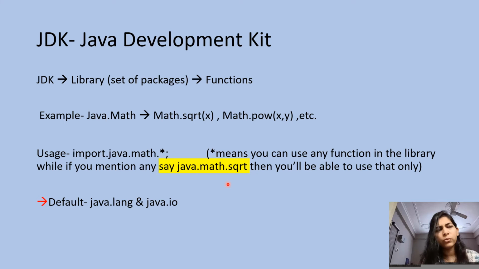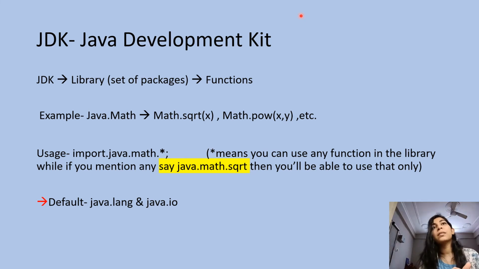So basically, JDK consists of packages, and a package has functions, right? JDK consists of packages, and a package has functions. Okay, let's take an example into account. So Java has many libraries. Now you must be thinking what a library is. So a library is a set of packages, right?